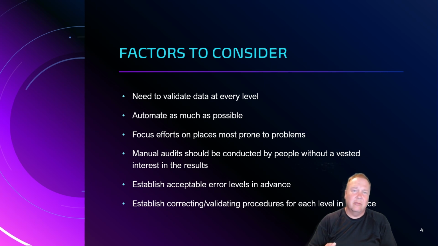Finally, although this is really sort of getting back to combining some of the earlier points, you need to establish what the correcting and validating procedures are at each level in advance. You can't do an audit and then figure out what to do about it necessarily. If you have errors, you want to know what you're going to do. If you find an error, what are you going to do about it, before you actually go do the audit and potentially find the errors?